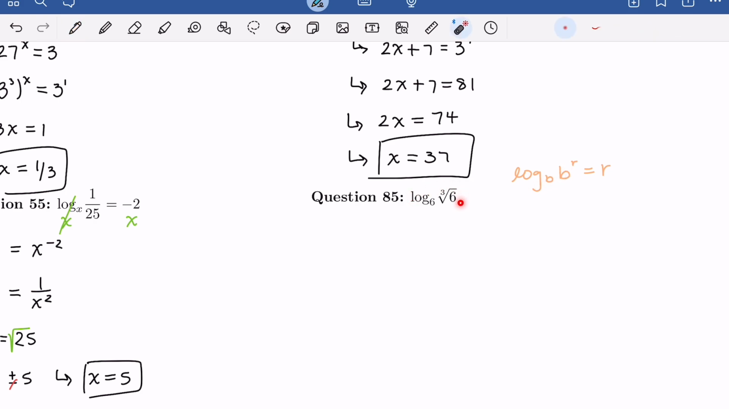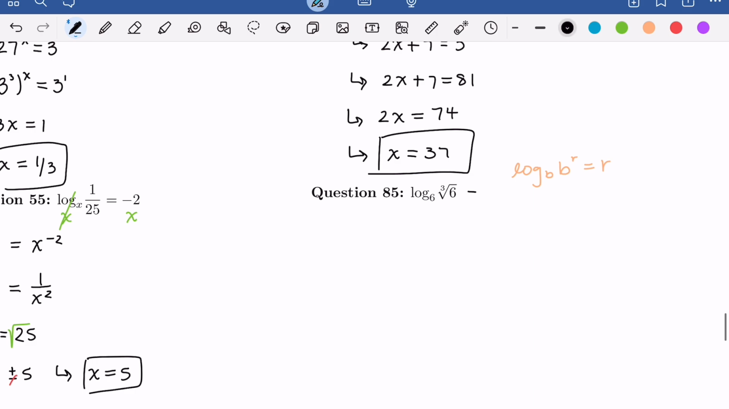So we're going to apply this same rule to this guy, but in order to do so, we're first going to write this guy as an exponent. So this is going to be the same thing as log base 6 of 6 to the 1/3 power. All right, now from here, this log base 6 and this 6 are essentially going to undo each other. So our final answer here is just going to be that exponent, this 1/3.